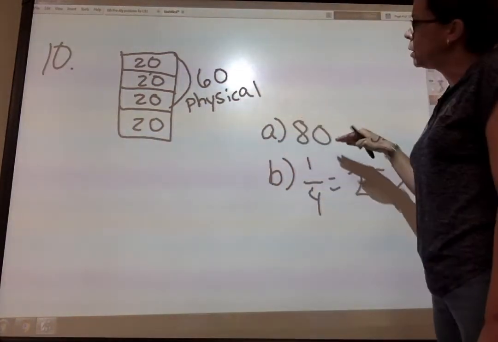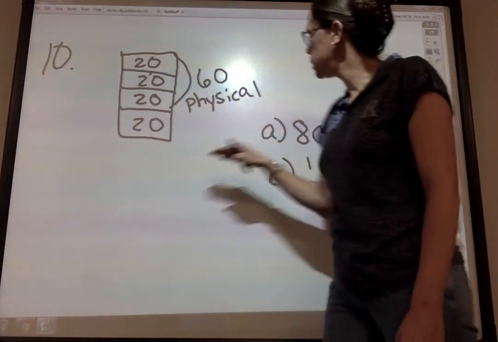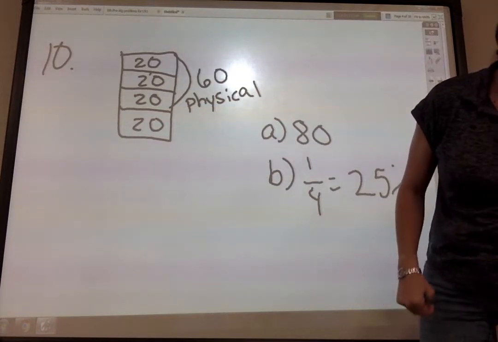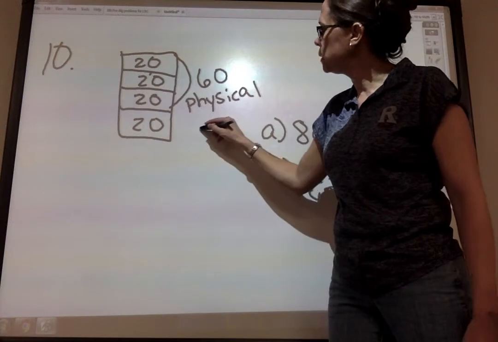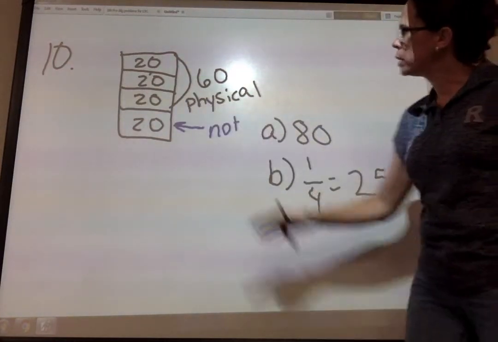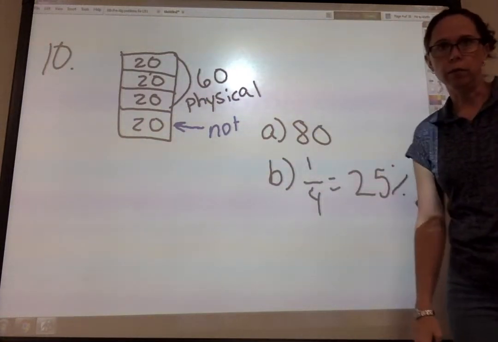In A, they want to know the total number of projects at the science fair. My total number is 80. In B, it says what percent were not about physical science. Well, if these ones were about physical science, this is the one that's not about physical science. That's 1 out of 4. 1/4 is 25%.